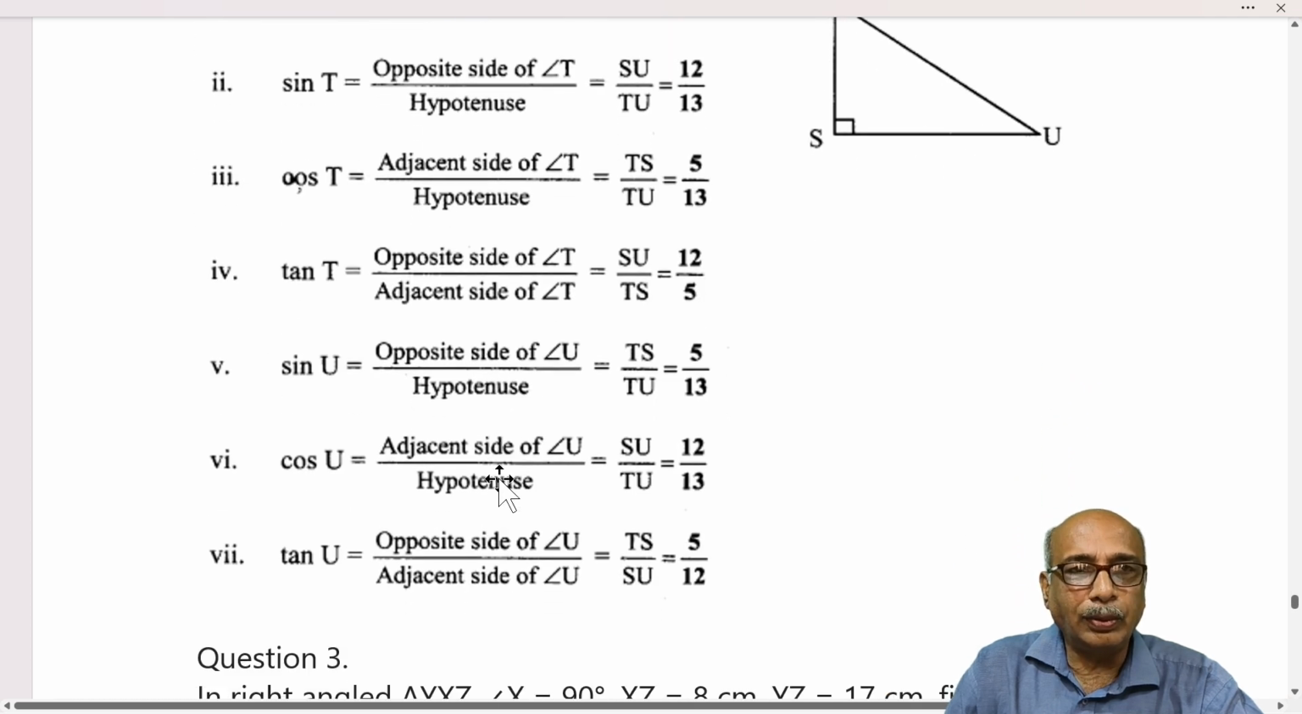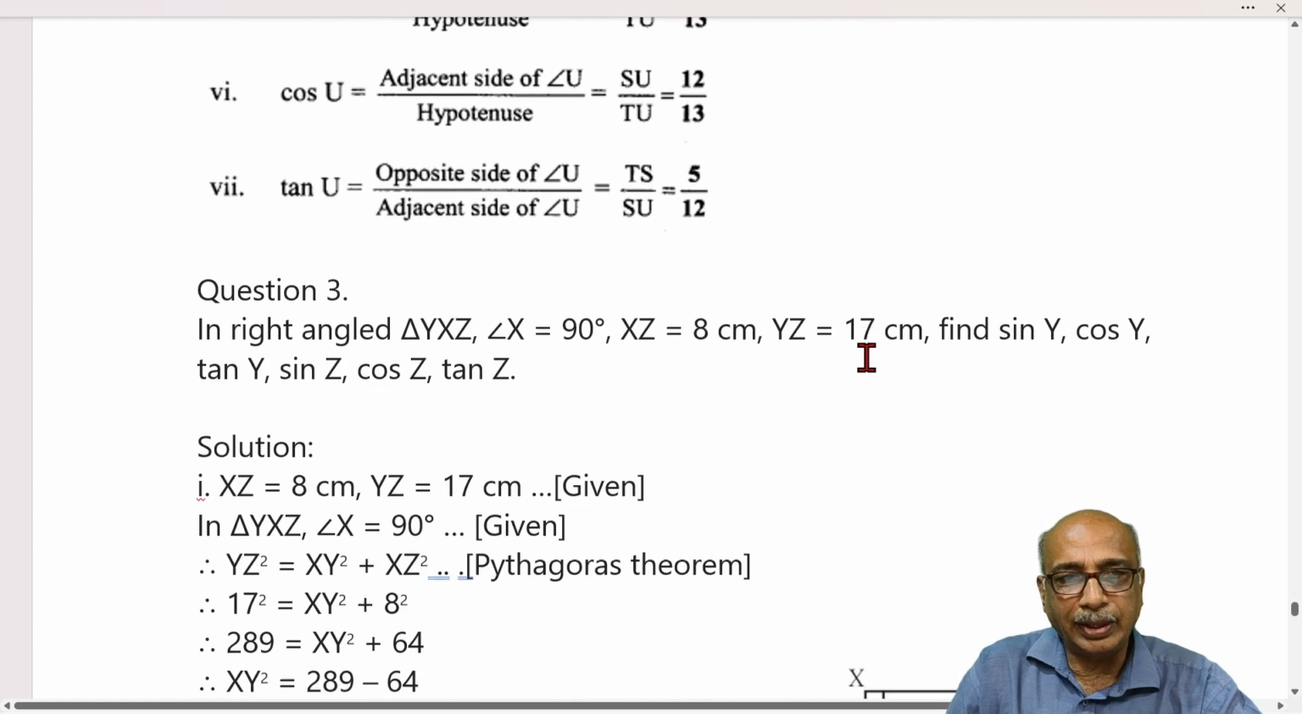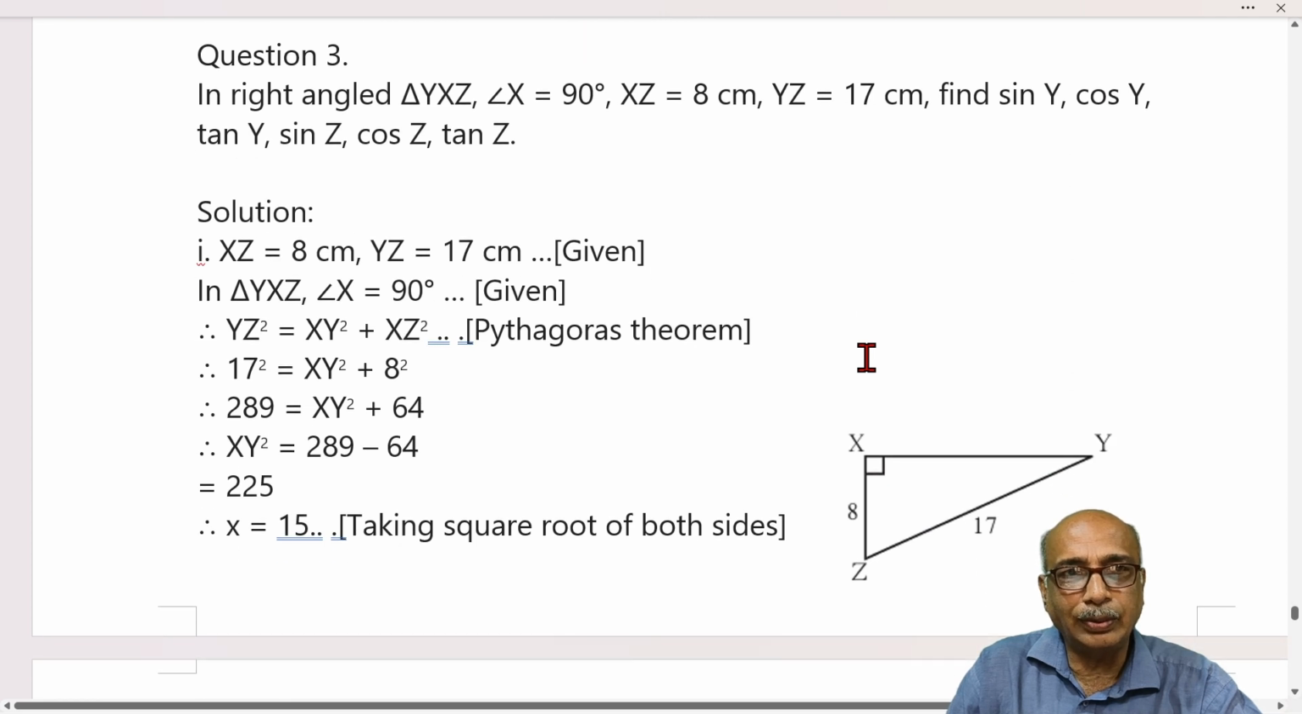Then you know how to write: sin T equals SU upon TU equals 12 by 13, cos T equals TS upon TU equals 5 by 13, tan T equals SU upon TS equals 12 by 5. Sin U equals TS upon TU equals 5 by 13, cos U equals 12 by 13, and tan U equals 5 by 12. You know how to write the trigonometric ratios when the three sides are known to you.